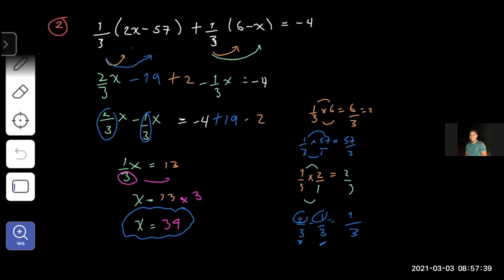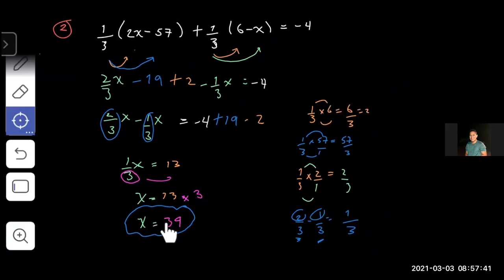Then, guys, you need to substitute. If you want to check it, you substitute 39 here, you substitute 39 here, and you solve this, and you're going to see that it is equal to -9.